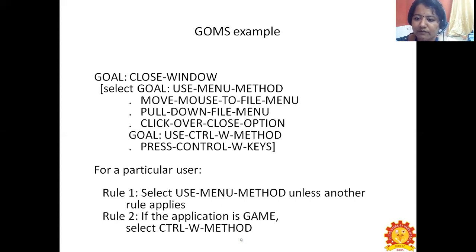The next method is the Control W method, where we press the Control W key. So for pressing the Control W key, the main goal here is we are going to use the Control W method. For this, we are using a particular user rule. Rule one: we are going to select the use menu method unless another rule applies. The second rule is this: if the application is a game, then we need to select the Control W method. If it is not a game, then we need to select the use menu method. If it is a game, then we need to select the Control W method.